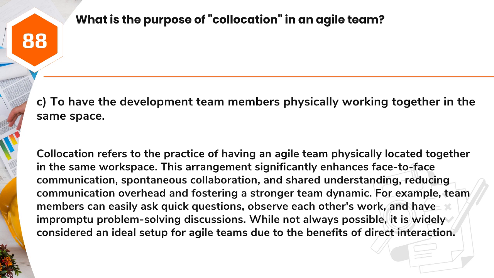Answer: C. To have the development team members physically working together in the same space. Collocation refers to the practice of having an Agile team physically located together in the same workspace. This arrangement significantly enhances face-to-face communication, spontaneous collaboration, and shared understanding, reducing communication overhead and fostering a stronger team dynamic.